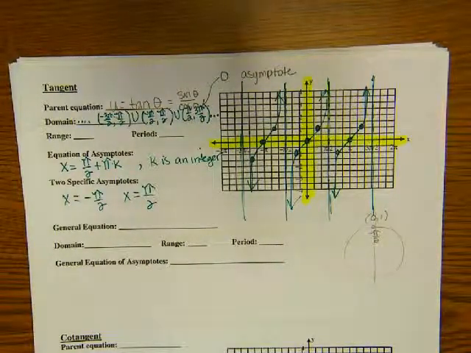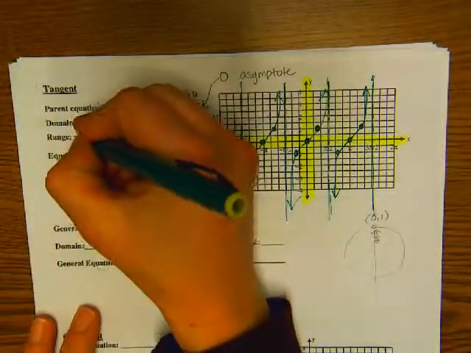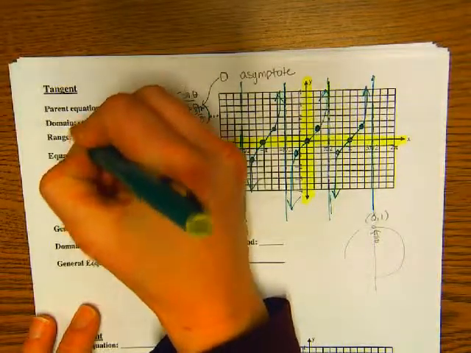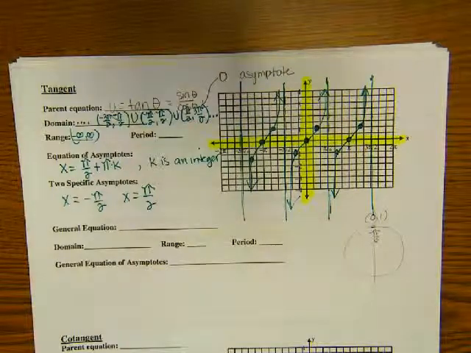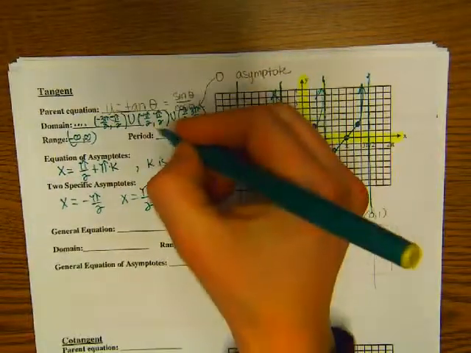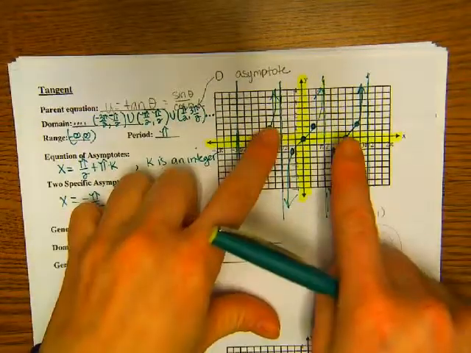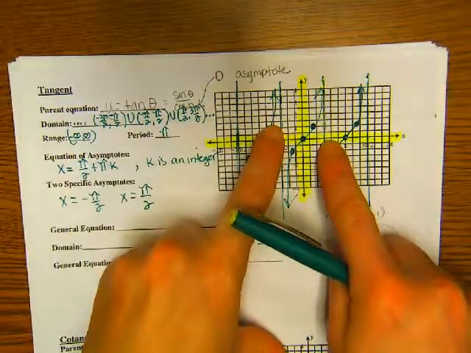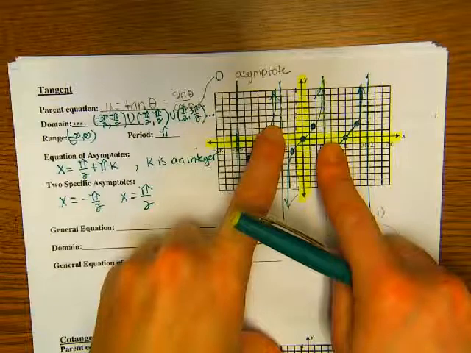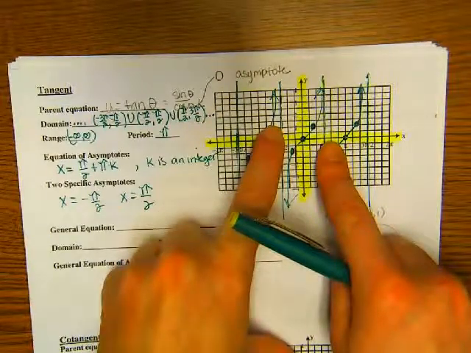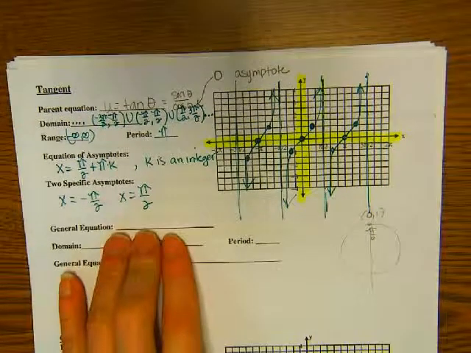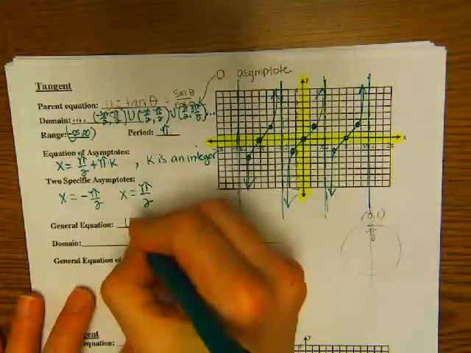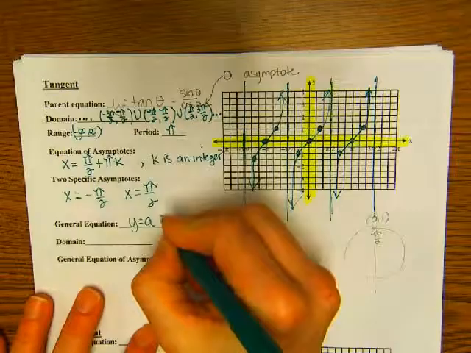Alright, what do you guys think the range of this is? What's the range, bottom to top? Good. Negative infinity to infinity, there is no horizontal asymptote. And how long does it take for the cycle to repeat? Pi. Because from negative pi halves to positive pi halves is a total of pi. So actually the period of tangent is half that of sine or cosine. And we kind of talked about that before.